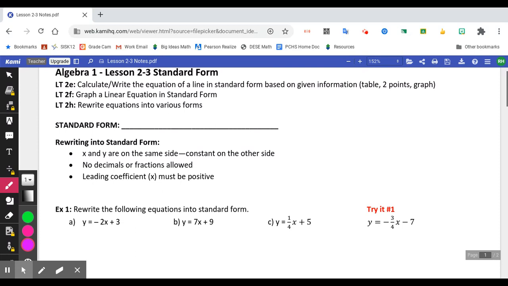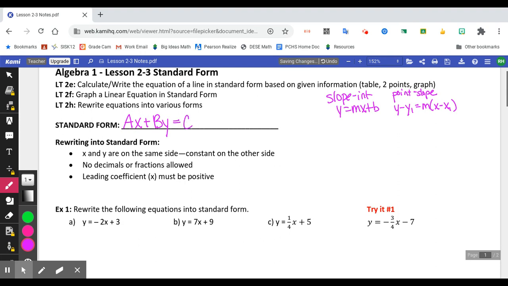So you've had 2 different forms so far. We've had slope-intercept. So that was the one that you were the most familiar with. Y equals mx plus b. Then we had point slope, okay, where it was y minus y1 equals m times x minus x1, okay? And now we're going to have standard form. So standard form is ax plus by equals c.